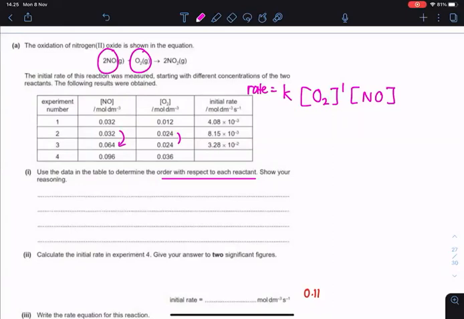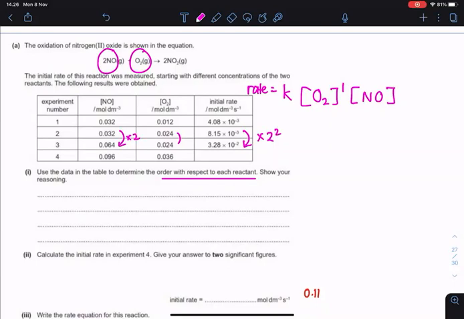Why? If I times by 2, 0.032 to become 0.064, what will happen to my data over here? If you calculate, this is basically 3.28 times 10 negative 2 divided by 8.15 times 10 negative 3. You will get times by 4. What does it mean? Times by 4 means it's simply 2 to the power of 2.